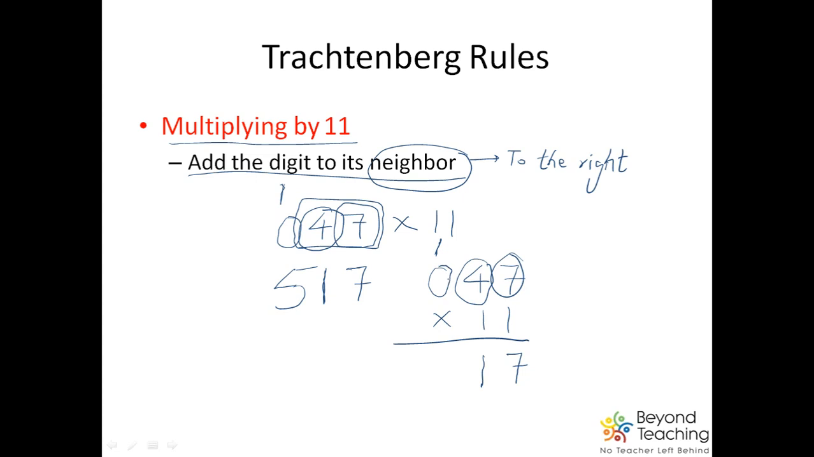So I need to have a 0 here. So 0 has a neighbor that is 4. So add the digit to its neighbor. So 0 plus 4, that is 4, and plus the carryover 1. So you get 5. You can actually check this multiplication using your conventional way of doing it. And I hope you'll get the same answer.